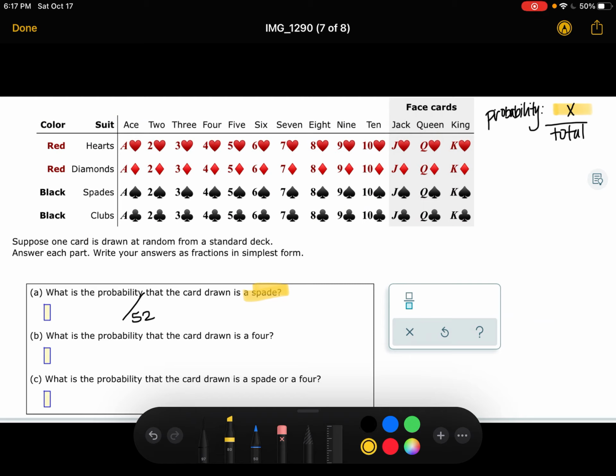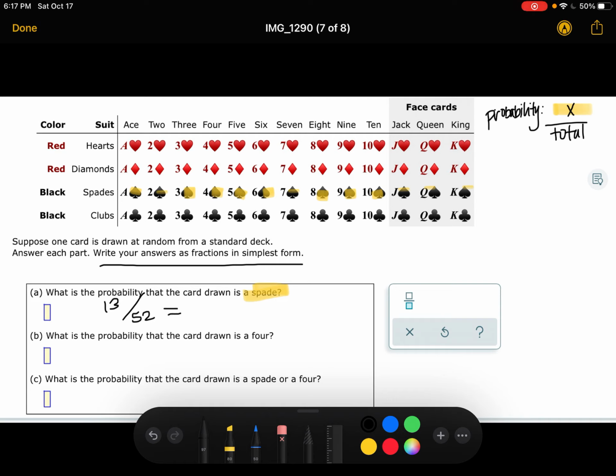So I'm going to go and I say, well, 1, 2, 3, 4, 5, 6, 7, 8, 9, 10, 11, 12, 13. Or you just know that there's 13 in each suit. So I would say 13 over 52. Okay. It's the answer, right? And it says write your answers in simplest form.